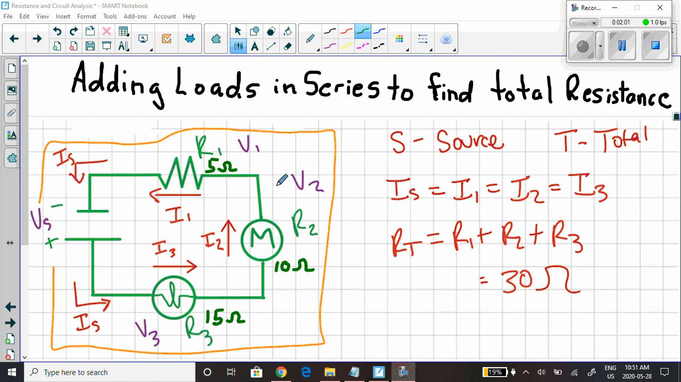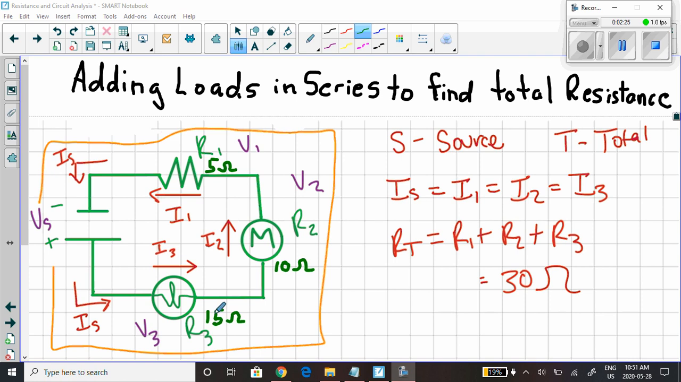So the next thing we want to study is when we have a series circuit. Series circuit meaning that there are loads arranged in series. What is their total or overall effect? What is their total resistance on the flow of current that leaves the source? How do we do that? How do we calculate that?